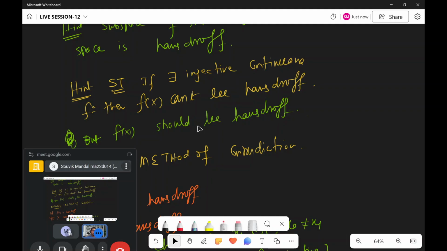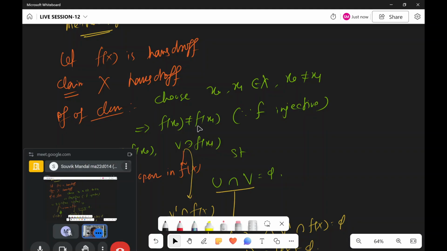As per the method of contradiction, first we assume that f(X) is Hausdorff. Under this assumption, we are going to show that X is Hausdorff. In order to show Hausdorff, we need to choose two distinct points and show that these two points can be separated by means of open sets. That is, there exist disjoint open sets of X containing those two points x0 and x1, but their intersection is empty. Now, since f is injective, f(x0) is not equal to f(x1).